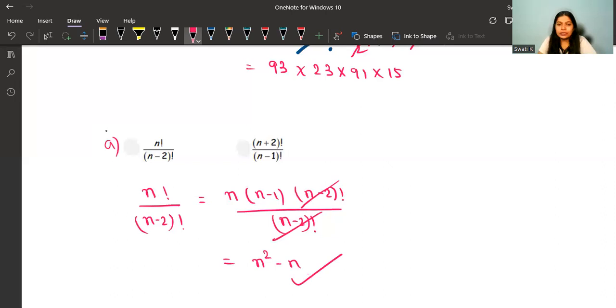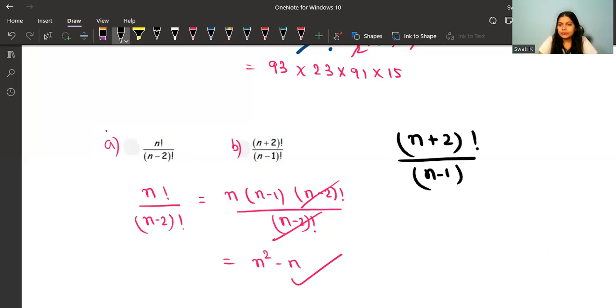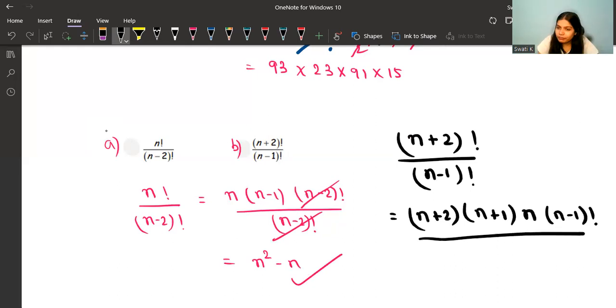Now let's do the second question. We have n plus 2 factorial divided by n minus 1 factorial, right? I can clearly see that I have to simplify the numerator only. So n plus 2 minus 1, that is n plus 1. Again minus 1, that is n only. Again minus 1, that is n minus 1 factorial. I'll stop here because I can see that I have n minus 1 factorial in the denominator. This and this will get cancelled. So what are we getting? We are getting n into n plus 2 into n plus 1.